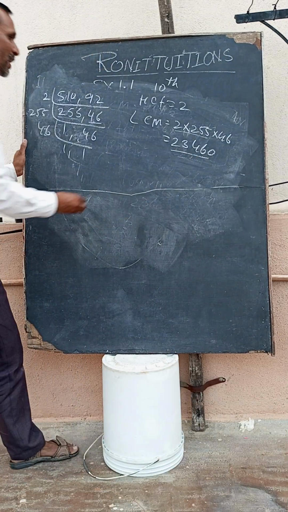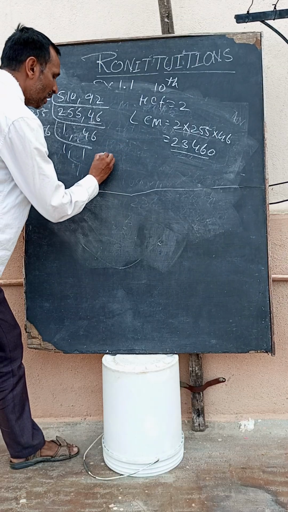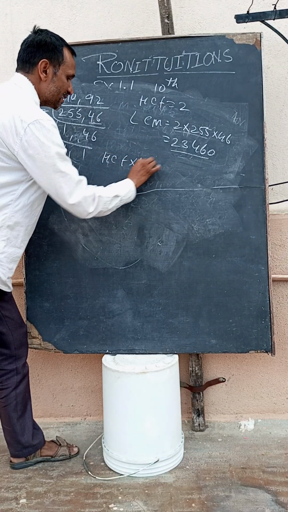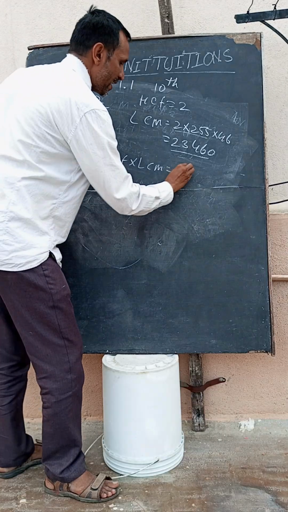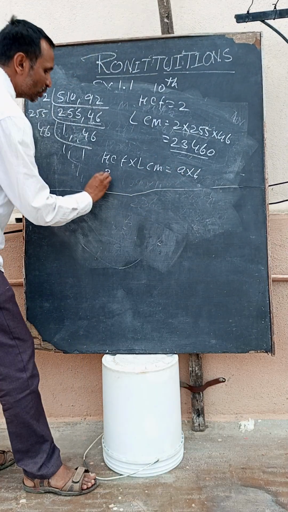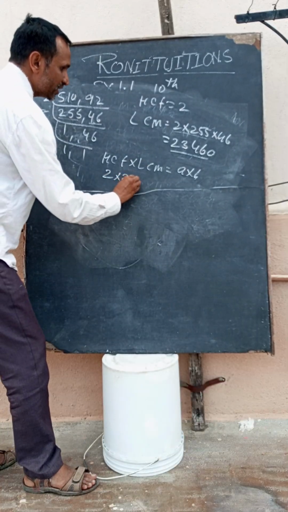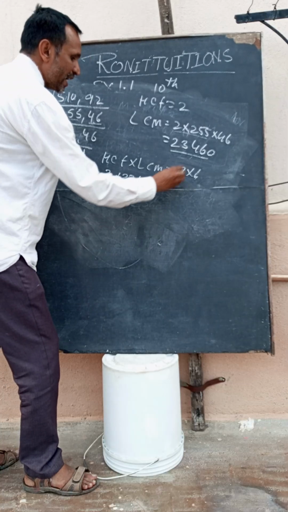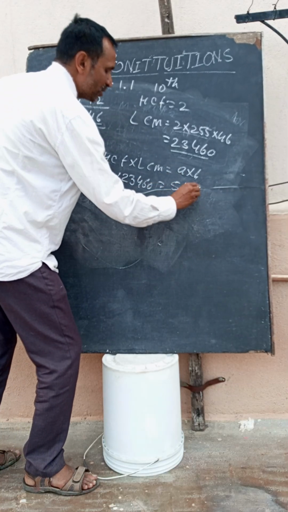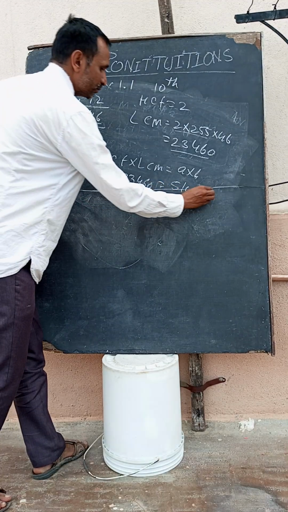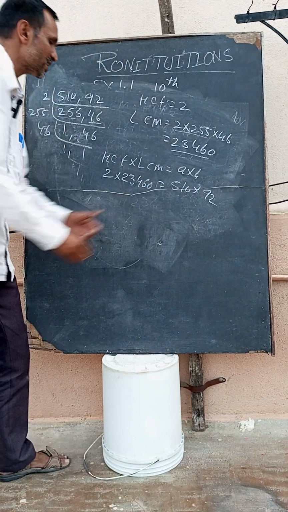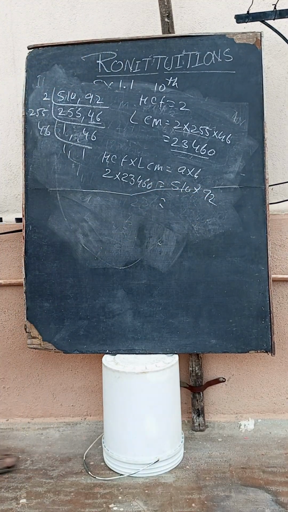Now verification we are doing. What will come for the verification of these numbers? HCF into LCM is equal to A into B. Meaning, HCF, how much did we get? 2. LCM, how much did we get? 23,460 is equal to A, how much is there? 510, into B, how much is there? B is equal to 92. If we multiply these numbers, they will become equal, and that is the verification.